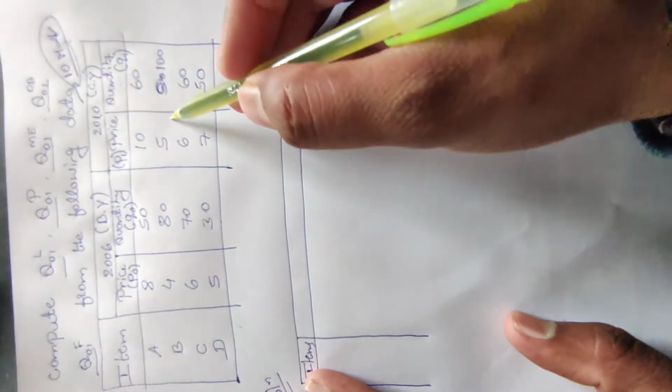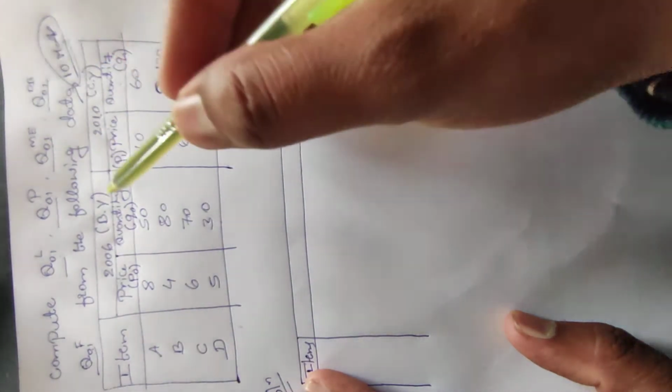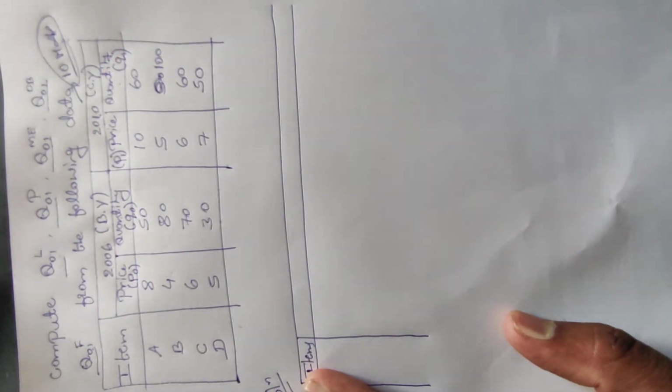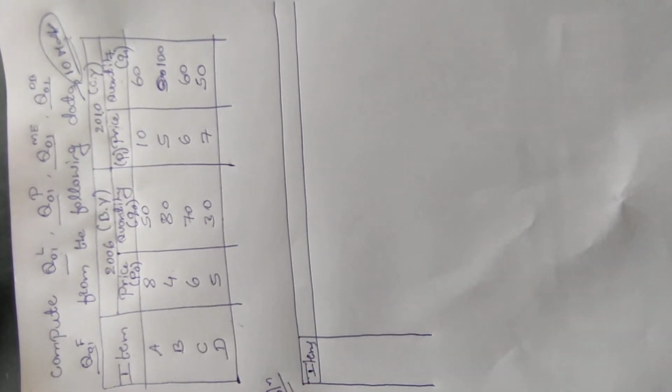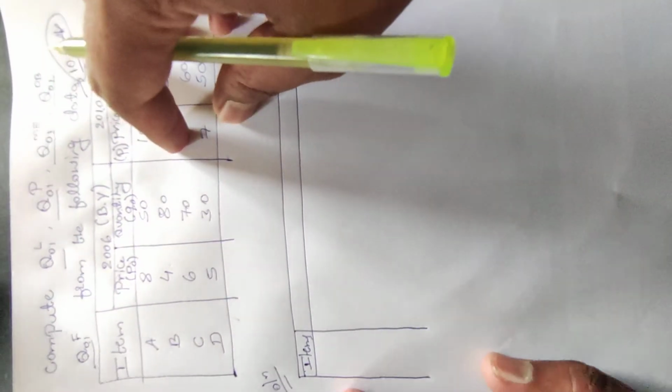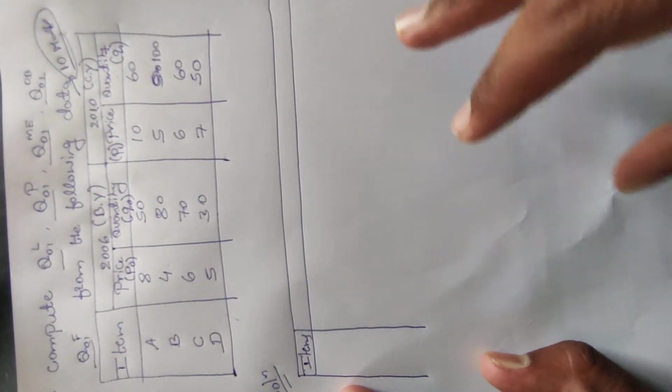The 2 years of information are already given: price and quantity of the base year, and price and quantity of the current year. Based on this required information, we should find all the 5 methods. So let us see how to solve the problem.